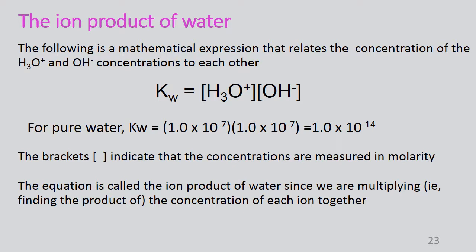Okay, now this is called the ion product of water because we are multiplying, in other words, finding the product of the concentration of each ion. So this equation is called the ion product of water.